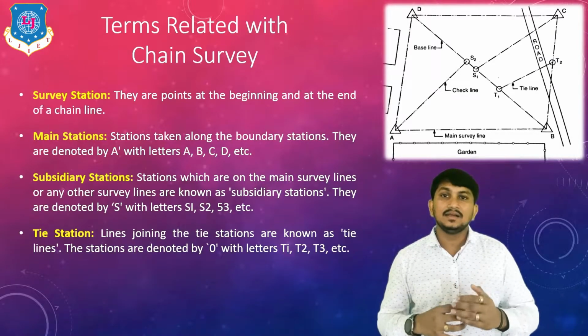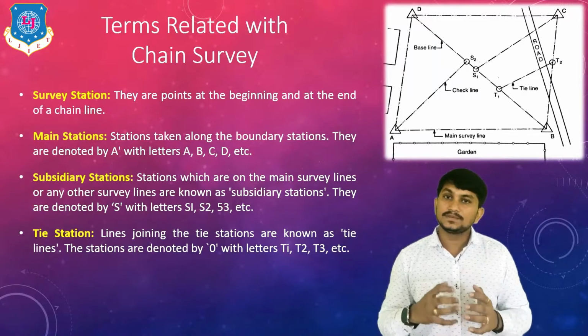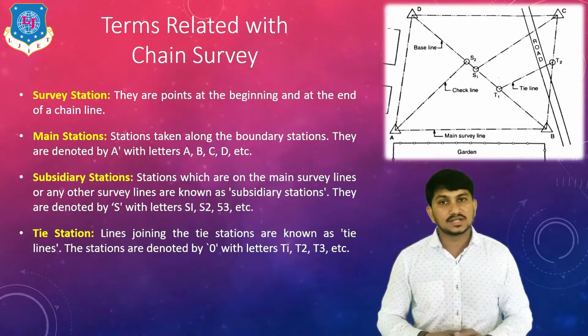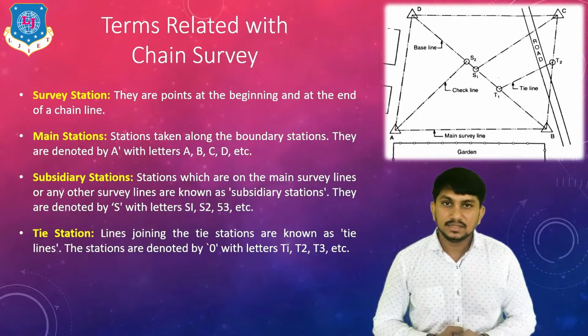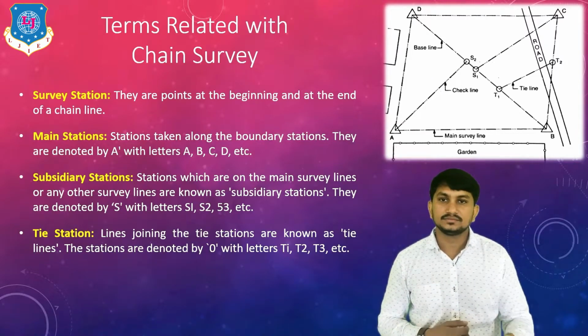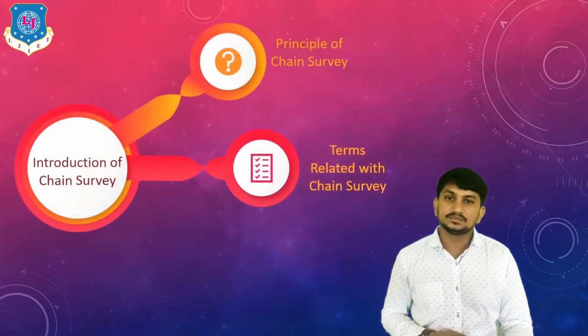Offset is the distance between the object and the chain line. Long offsets should be avoided in chain survey. For that, tie lines or tie stations are used. The connecting points of tie lines are called tie stations. They are denoted by T1, T2, T3, etc. That's all about the various terms related to chain survey.